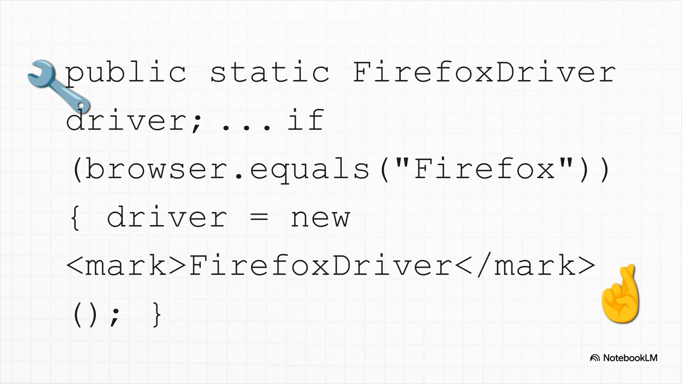Okay. Attempt number 2. We know scope was the problem, so let's just declare the driver variable outside of the if blocks, make it global. Now the scope issue is solved. If our browser string is Firefox, the code creates a Firefox driver, assigns it to our global variable, and it works perfectly. We're back in business.